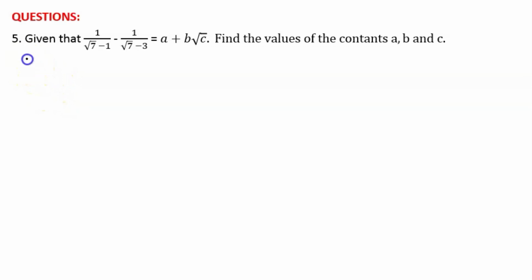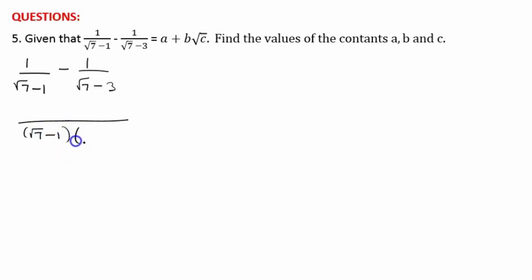So what do we have? We have 1 divided by root 7 minus 1, minus 1 over root 7 minus 3. So the first thing to do here, you have to find the LCM. The LCM is going to be root 7 minus 1, of course the two of them, then root 7 minus 3. So if this divided by this will remain root 7 minus 3, so here we are going to have root 7 minus 3, then minus, we are going to have root 7 minus 1.